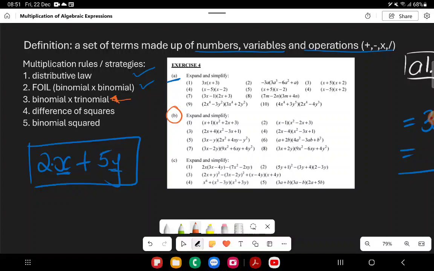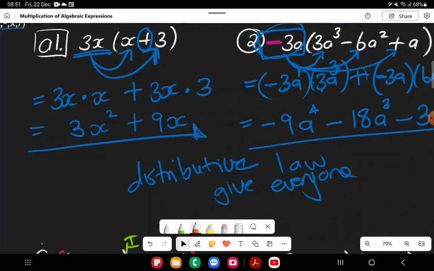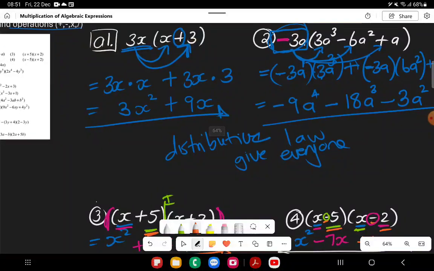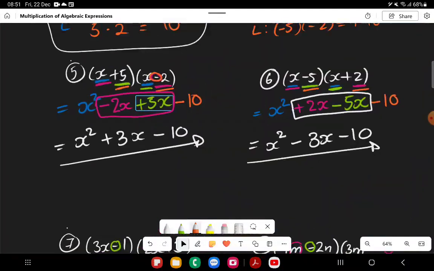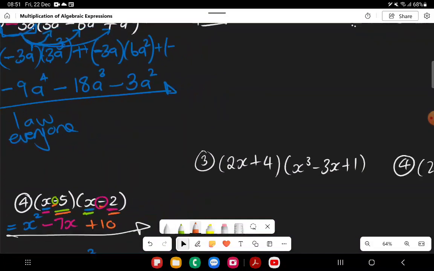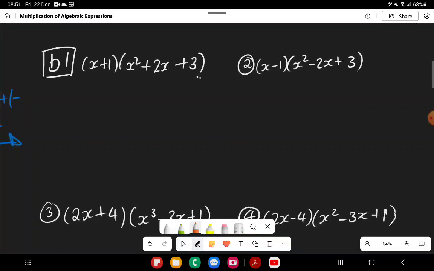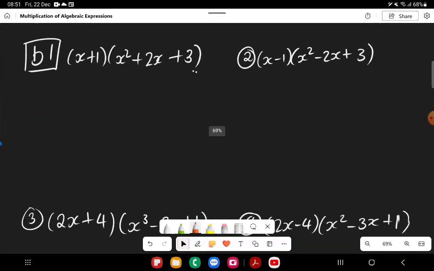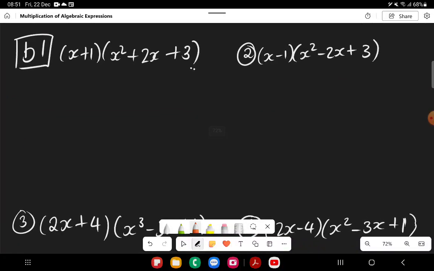Okay, so 4B. In the previous video 1, we did A, if you recall. That was the distributive property, the distributive law, and the FOIL method. Now let's move on to today. What you are going to do is use the distributive law to get this done.